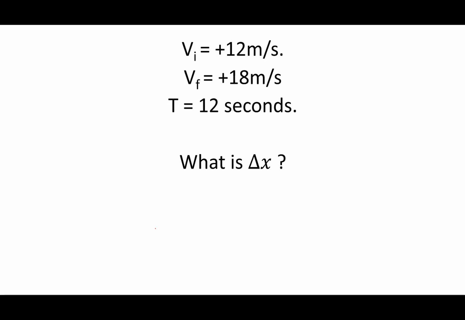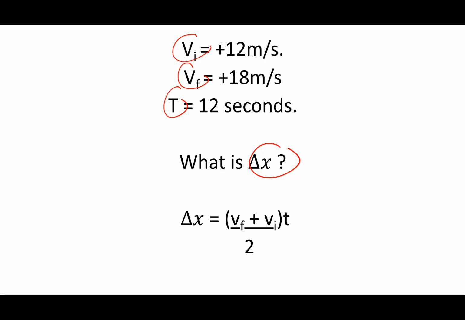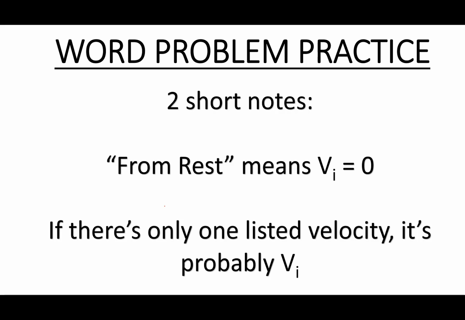Here, I have vi, vf, t, and I need delta x. The one thing that is not anywhere in here is acceleration. So I don't need a in my equation. So this is the equation I choose. I plug in the numbers and I solve. And I get 180. Maybe try that for yourself if you want. So word problems are where you're going to see this mostly.